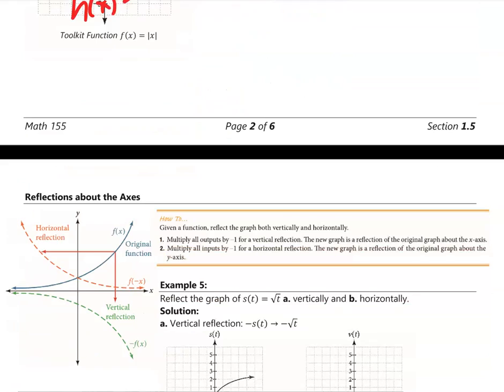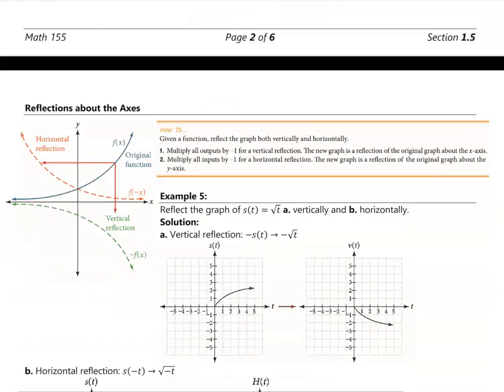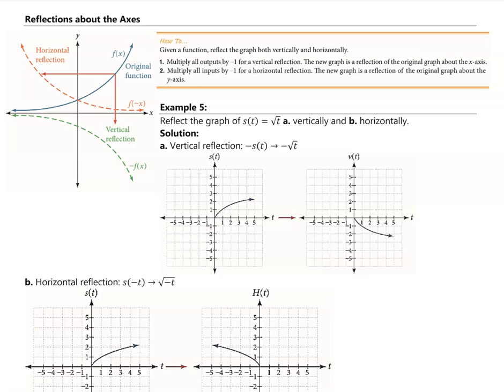Okay. Next, reflections about the axis. So given an exponential graph here, horizontal reflection is this about the y-axis, and you have the vertical reflection about the x-axis.